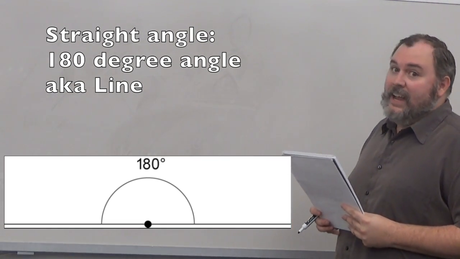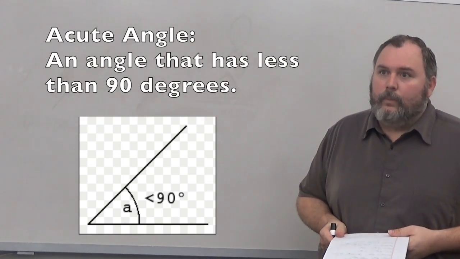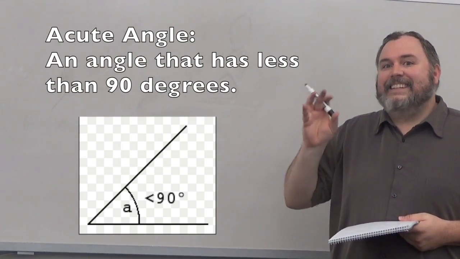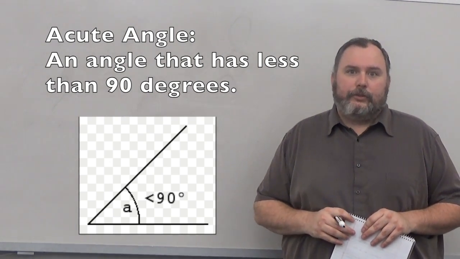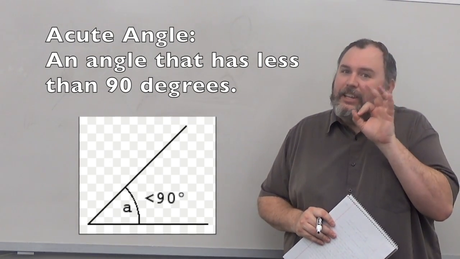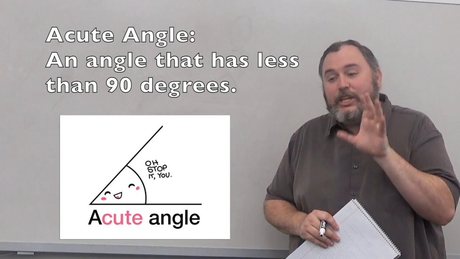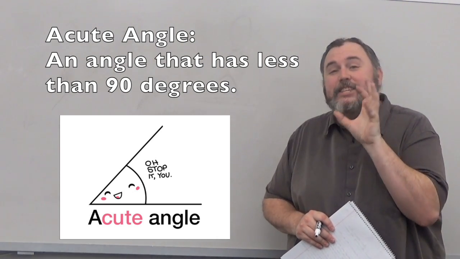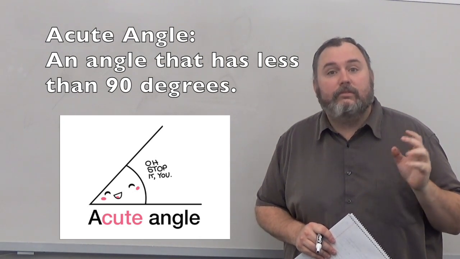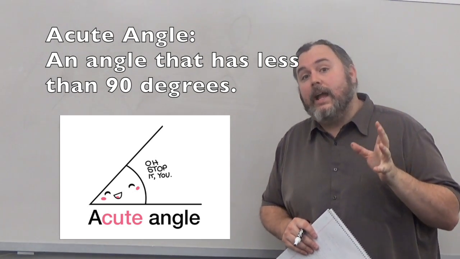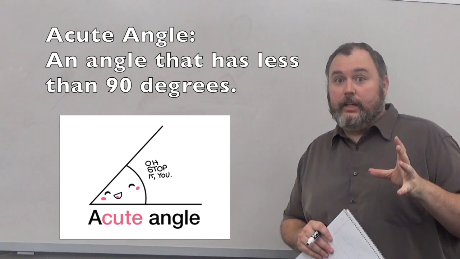Okay? The next one is an acute angle. It's an angle that has less than 90 degrees. Think back to probably when you were in elementary school. Your teacher said, you know how you can tell it's an acute angle? Because it's so tiny and so cute. If that helps you remember it, fine, okay? Acute angle is less than 90 degrees.